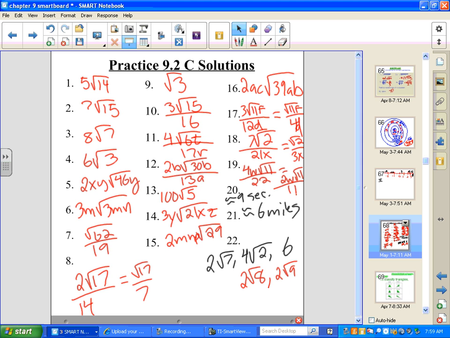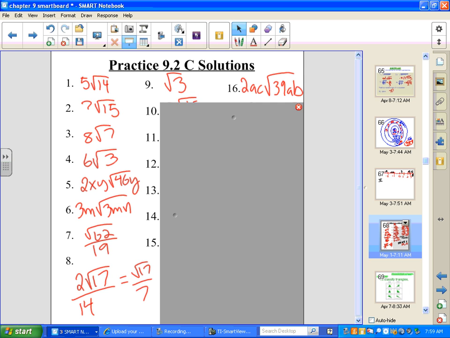Square root of 135 has 9 that goes into it. So there's a perfect square that divides into that. So 10 should be 3 square root of 15 over 16. Alyssa, number 11. Good. Good. Number 12, Manatee. Good job. Very good job.